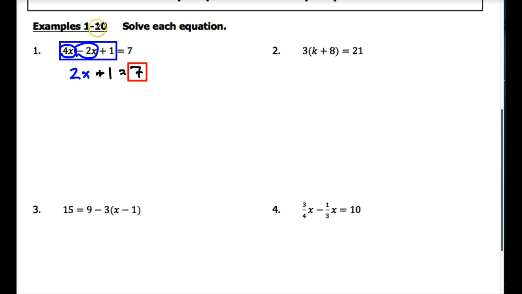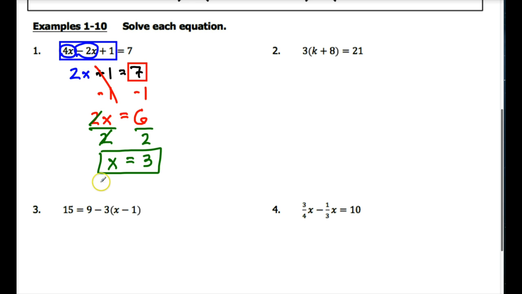The first thing I want to do is undo my addition, so I'll subtract 1 from both sides. That's going to give me just 2x on the left side equals 7 minus 1 is 6. Then if I divide both sides by 2, that will cancel out this 2 here, and I'll get x equals 6 divided by 2 is 3.